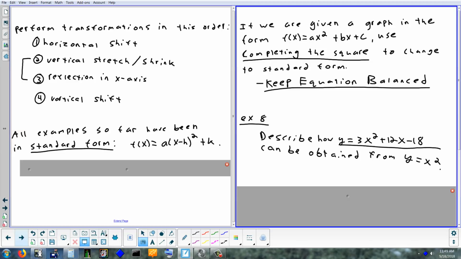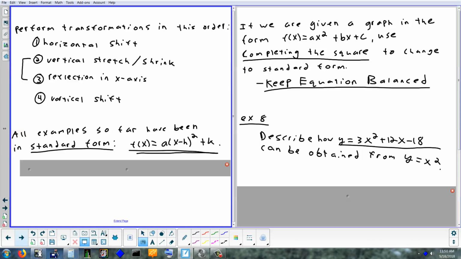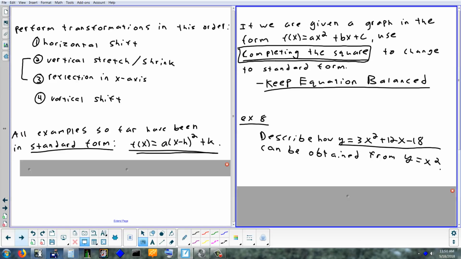You don't want that. If you get something like that, we have to fix it so that it's more like the problems we've been looking at. The problems we've been looking at, it's called standard form. And standard form makes it super easy to see the shift left and right, up and down, and any stretching you're doing. So if you have an equation that's not in standard form, we have to complete the square. I'll show you on this one how to complete the square.